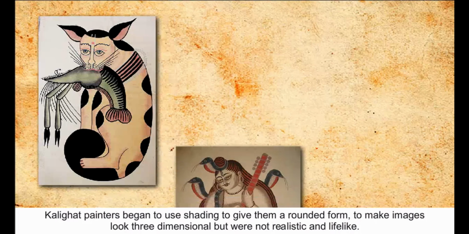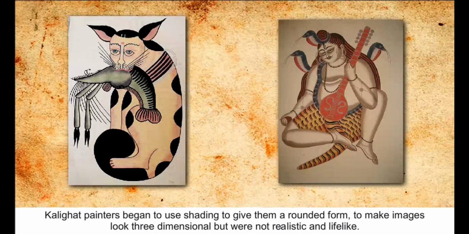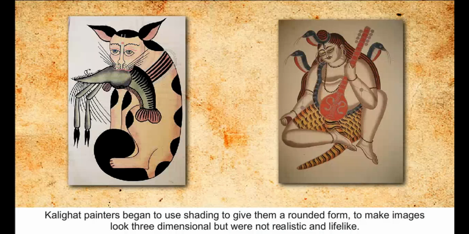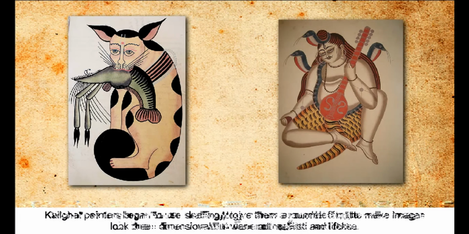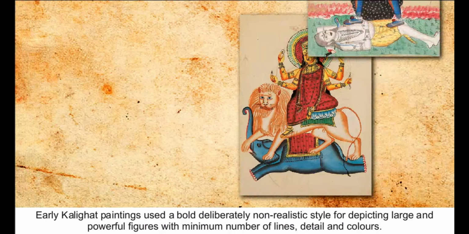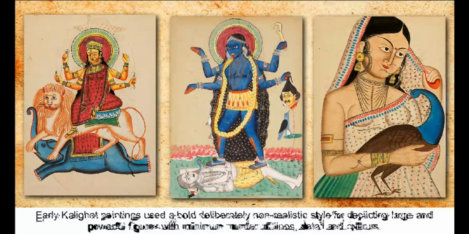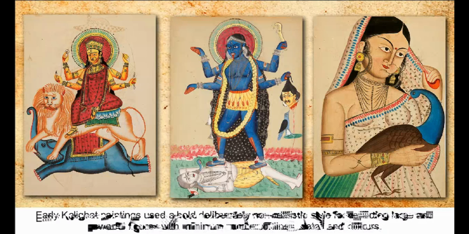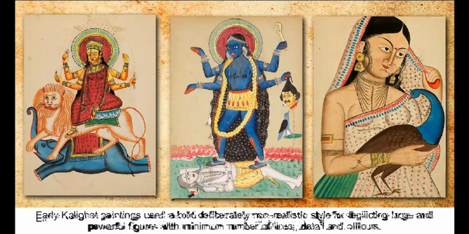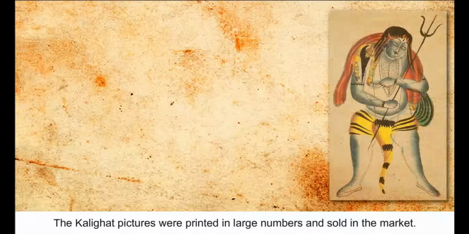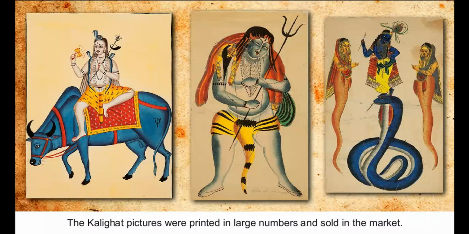Kalighat painters began to use shading to give a rounded form to make images look three-dimensional, but they were not realistic and lifelike. Early Kalighat paintings used a bold, deliberately non-realistic style for depicting large and powerful figures with a minimum number of lines, detail and colors. The Kalighat pictures were printed in large numbers and sold in the market.